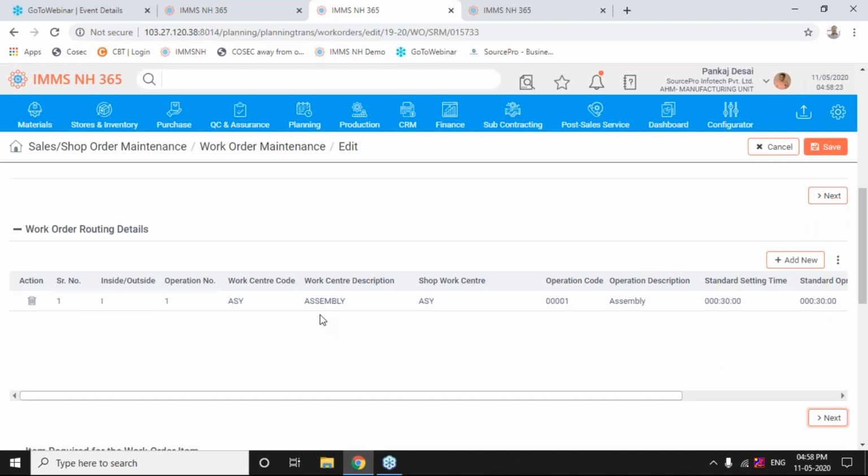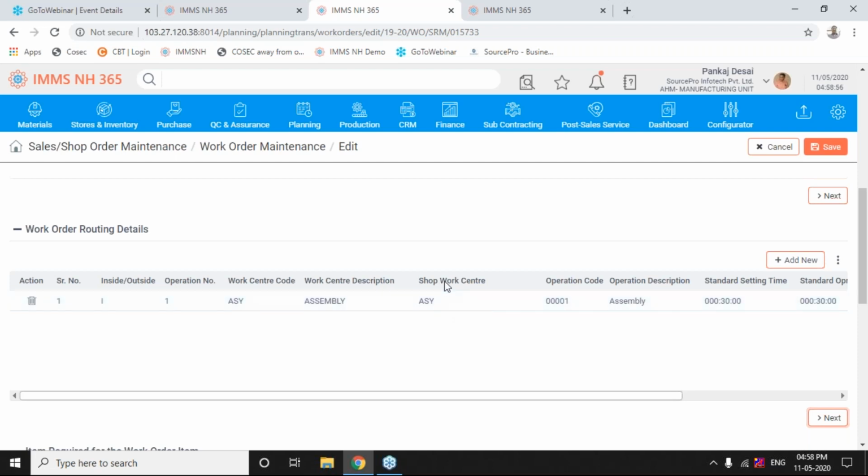For the purpose of simplicity, we have defined an assembly operation. As you can see, there is operation code and operation description, and for this also there is a master. For work center, on which work center will this operation be performed? This is my work center, the assembly work center. It will be performed there. In which shop is this work center situated? That shop is also written here.